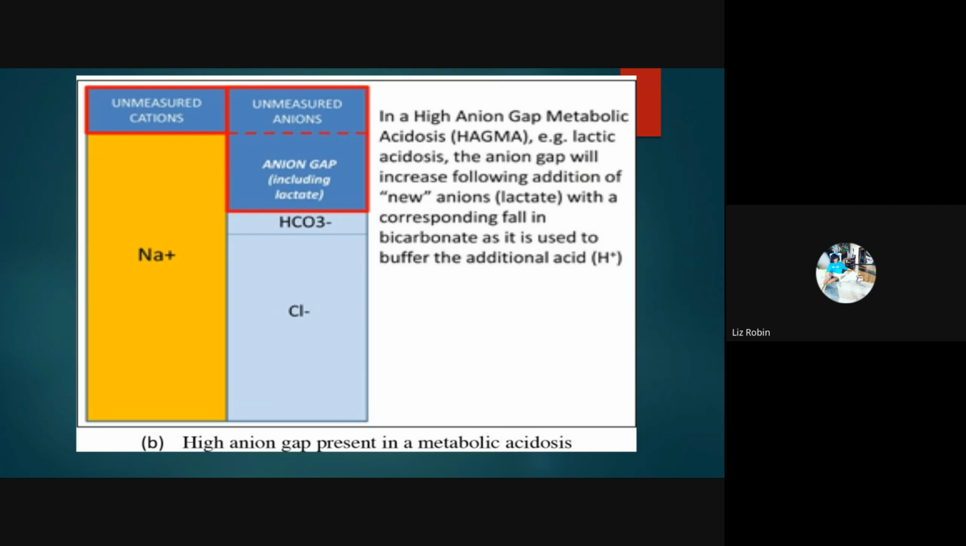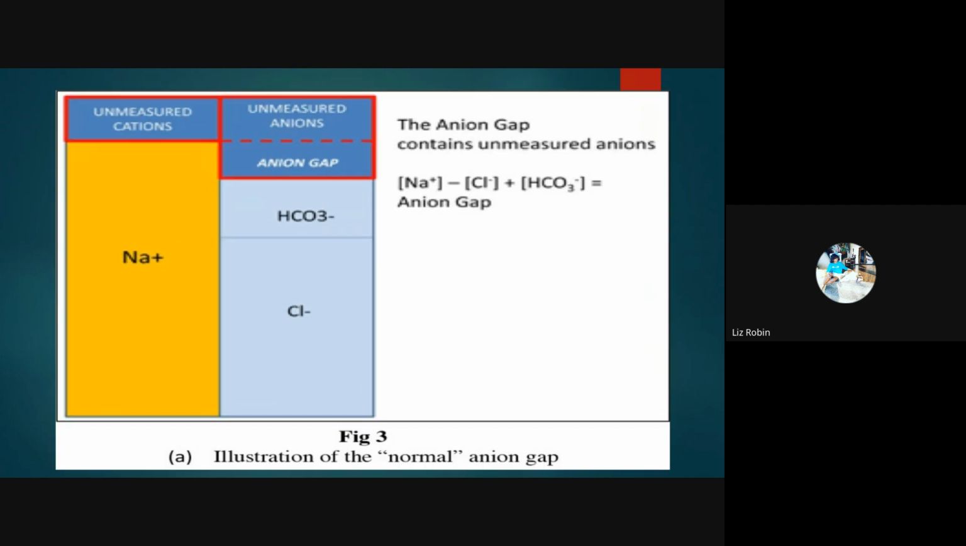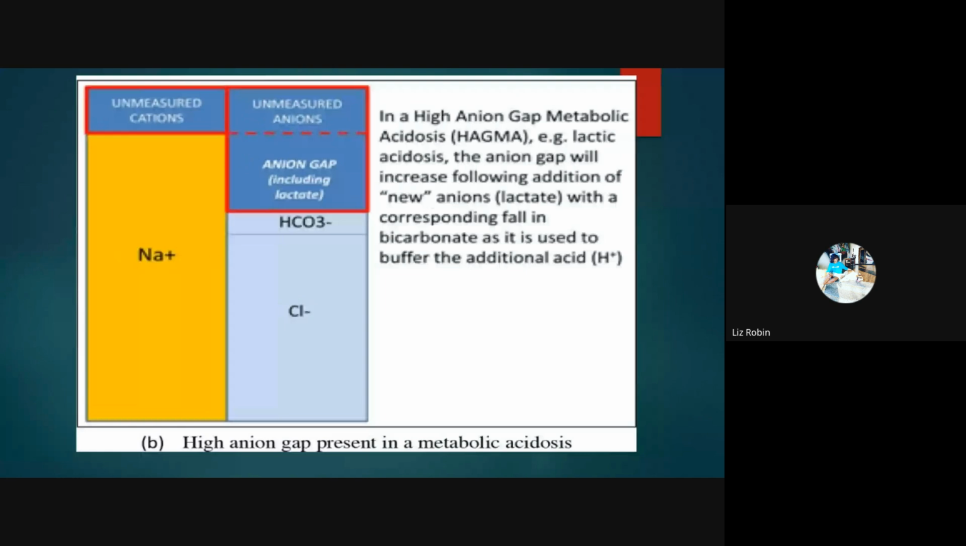Moving on to what is called a high anion gap. If you've noticed between the first and the second, the anion gap has increased, right? Because the unmeasured anions are increasing. So basically what happens is new unmeasured anions are added, like say in the case of lactic acidosis, lactates will come in, or ketosis, ketones will come in. So that is causing the gap to increase. That's why it's called high anion gap metabolic acidosis.